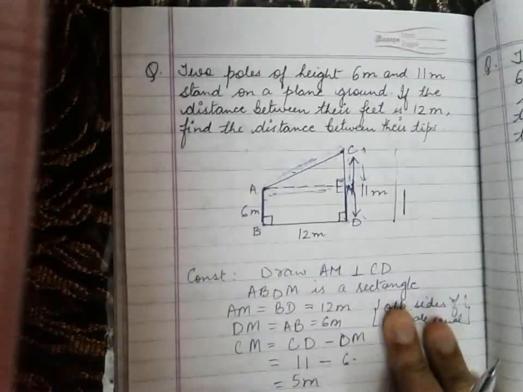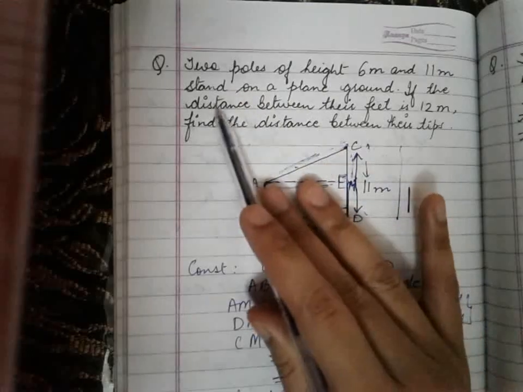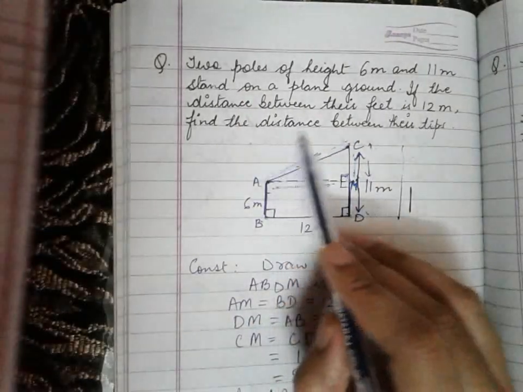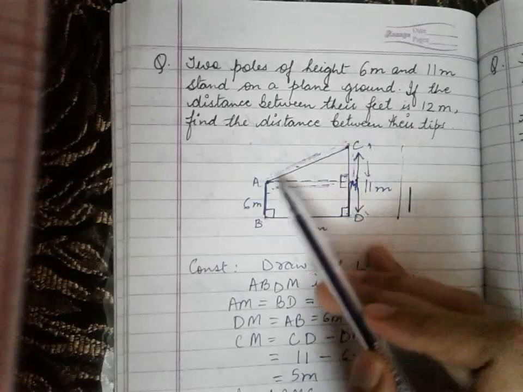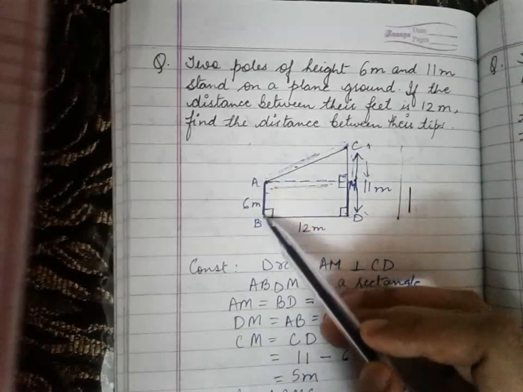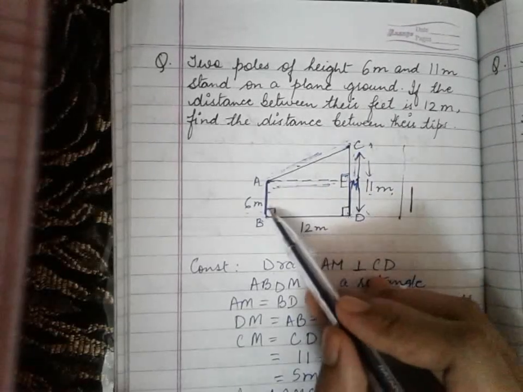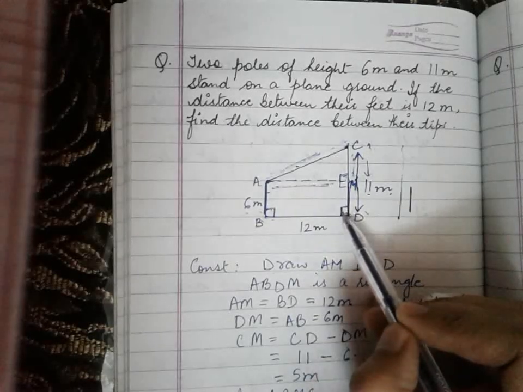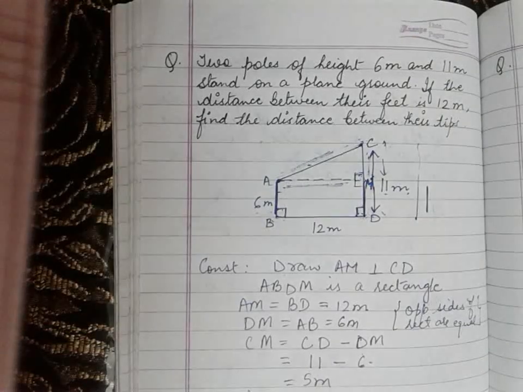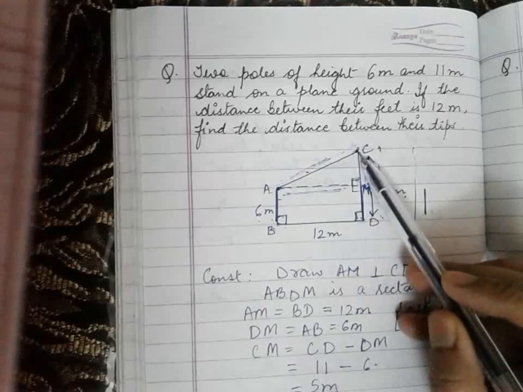See another question. Two poles of height 6 meter and 11 meter stand on a plain ground. If the distance between their feet is 12 meter, find the distance between their tips. We have two poles. Let AB and CD be those two poles. Then AB is 6 meter and CD is 11 meter here. These two angles will be 90 because poles will be standing upright only. And what we are supposed to find is the distance between their tips, that is this AC we have to find.